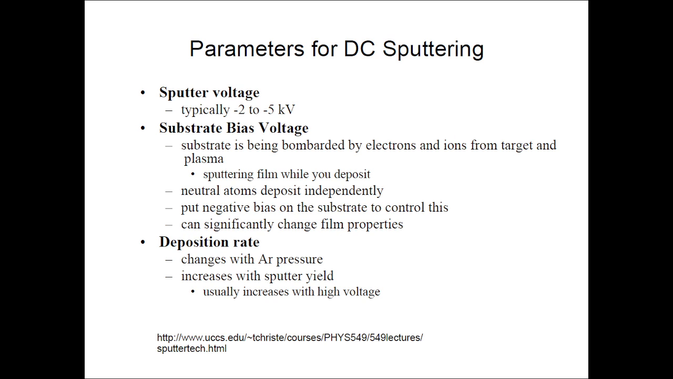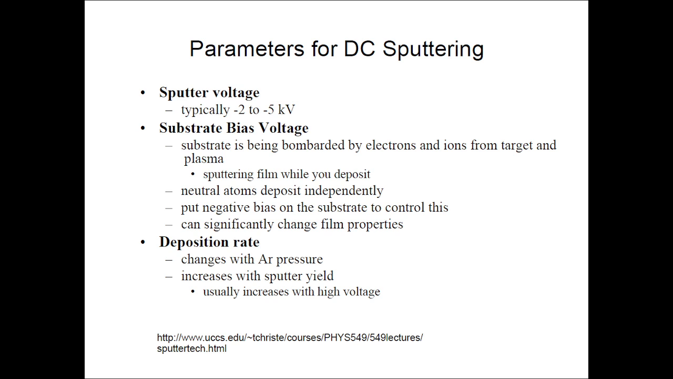The parameter of DC sputtering is that the sputter voltage will typically be 2 to 5 kilovolt. The substrate is being bombarded by electrons and ions from the target and plasma while you deposit, and we know that neutral atoms will deposit independently. Put a negative bias on the substrate to control this, which can significantly change the different film properties.